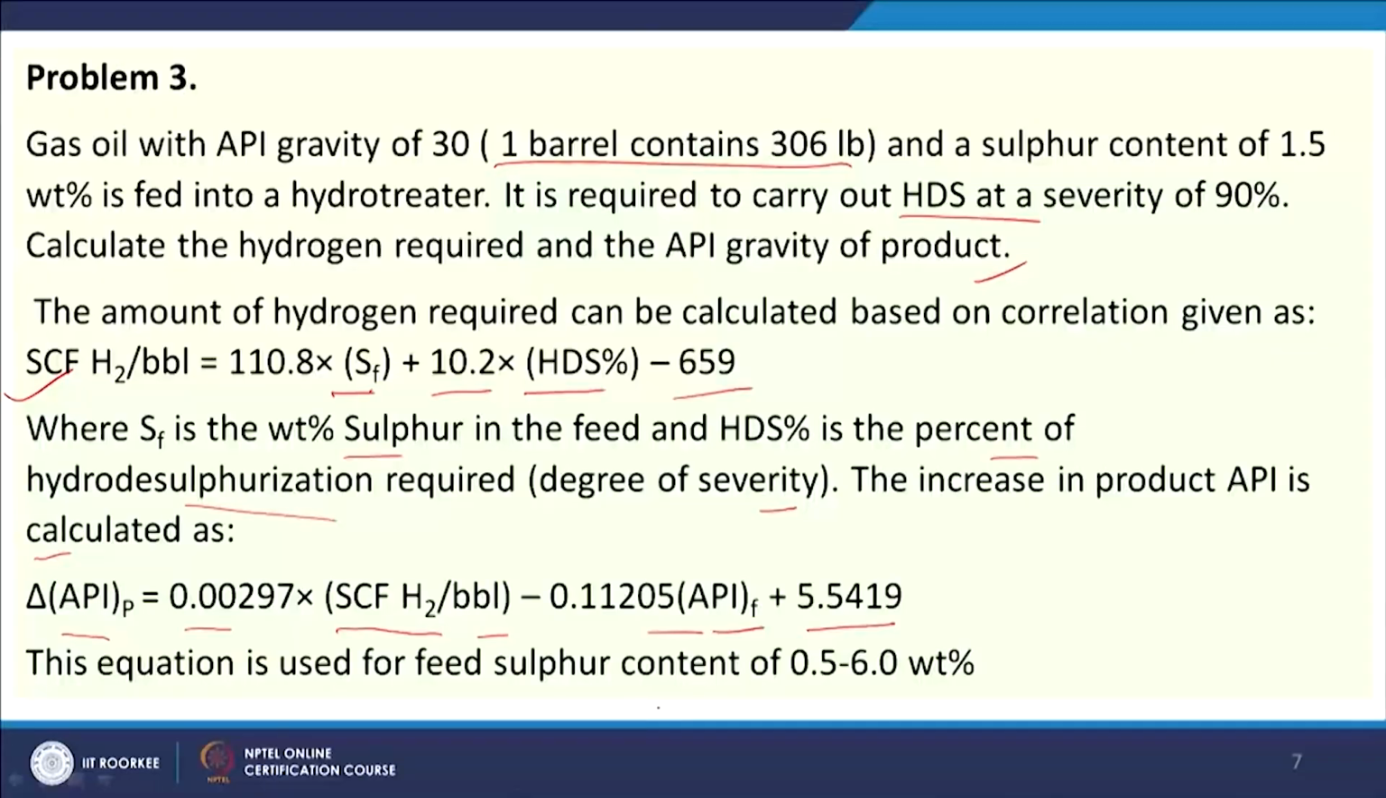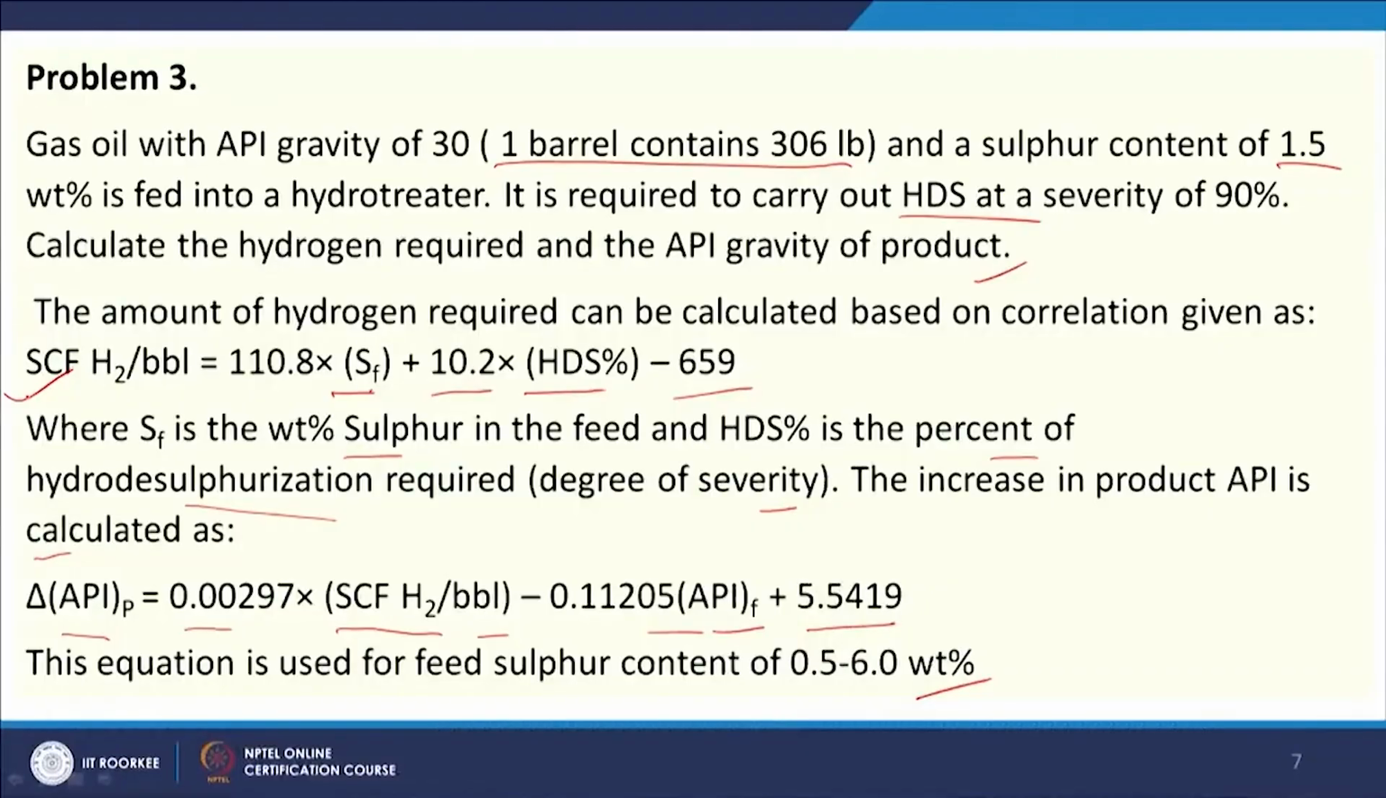This equation is used for feed sulfur content of 0 to 6.0 weight percent. In our case, 1.5 weight percent is provided. So, this formula we can use to calculate the API change due to this process, and the hydrogen requirement can also be calculated by this empirical formula. So, we are going to do that.